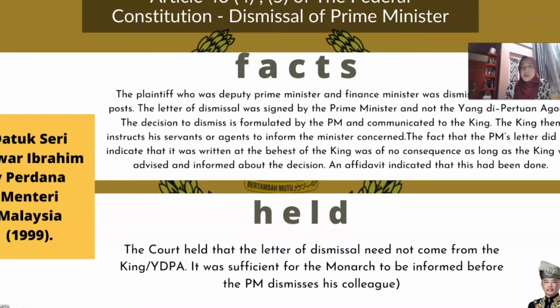The King then instructs his servants or agents to inform the minister concerned. The fact that the Prime Minister's letter did not indicate that it was written at the behest of the King was of no consequence, as long as the King was advised and informed about the decision. An affidavit indicated that this had been done, so there was no issue. The court held that the letter of dismissal need not come from the King or YDPA because it is sufficient for the monarch to be informed first before the PM dismisses his colleague. So actually there was no issue.